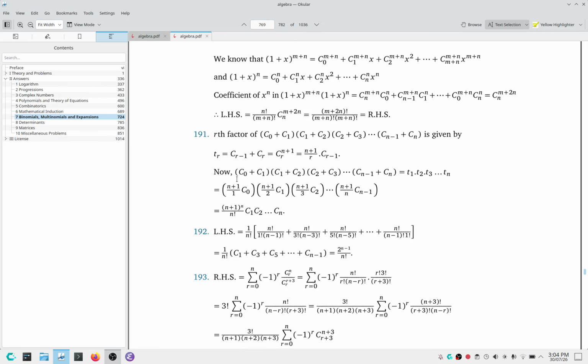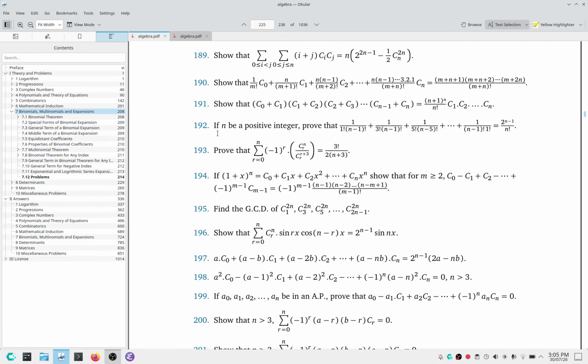Now once we have that, we can write the given series or product as (n+1)/1 C0, (n+1)/2 C1, (n+1)/3 C2, and so on up to (n+1)/n Cn-1. So we have got (n+1)^n by multiplying all the n+1, and 1 times 2 times 3 of the denominator becomes n factorial times C1, C2 up to Cn. C0 is basically 1.